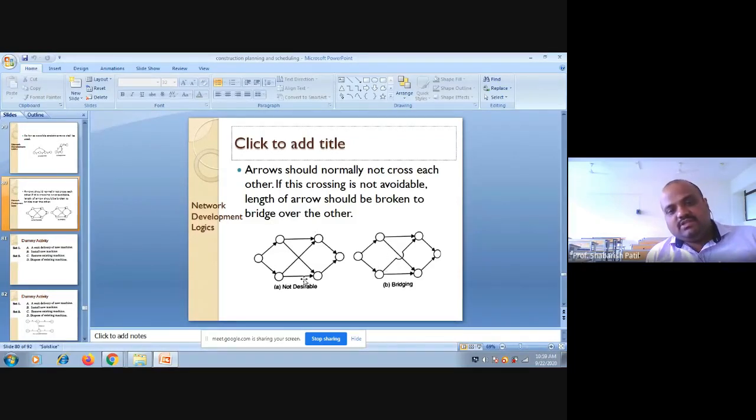If these two arrows are intersecting while drawing the network diagram, mark either of them with a hump shape, like what we generally represent for resistance. In the same way here, I need to show it in this way and it is called bridging. I need to bridge these activities in this way. This is the correct representation.